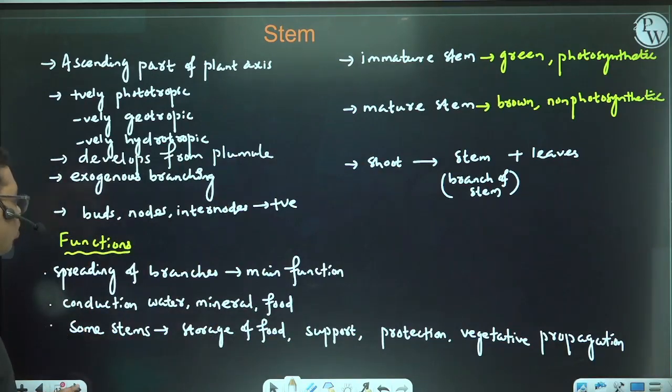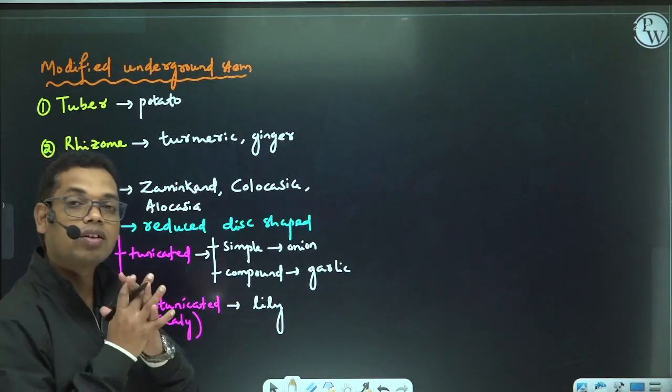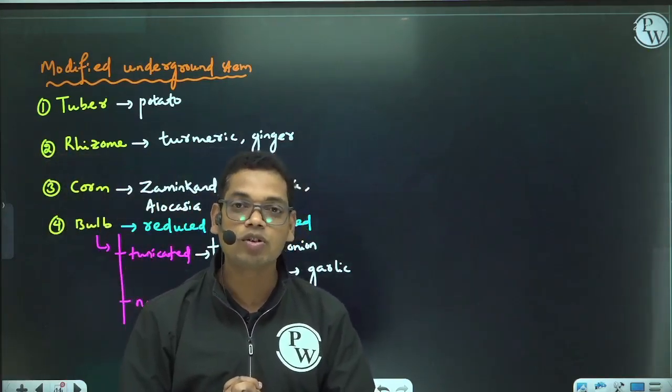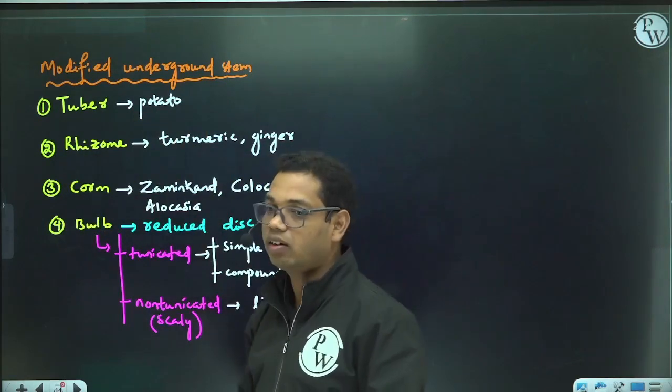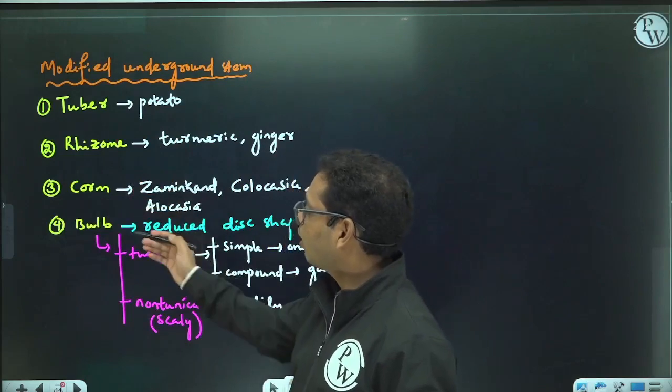Now let us try to understand the modified stems. So the modified stem can be underground, can be subaerial, or can be aerial. So what about the modified underground stem? The examples are tuber, rhizome, corm, and bulb.